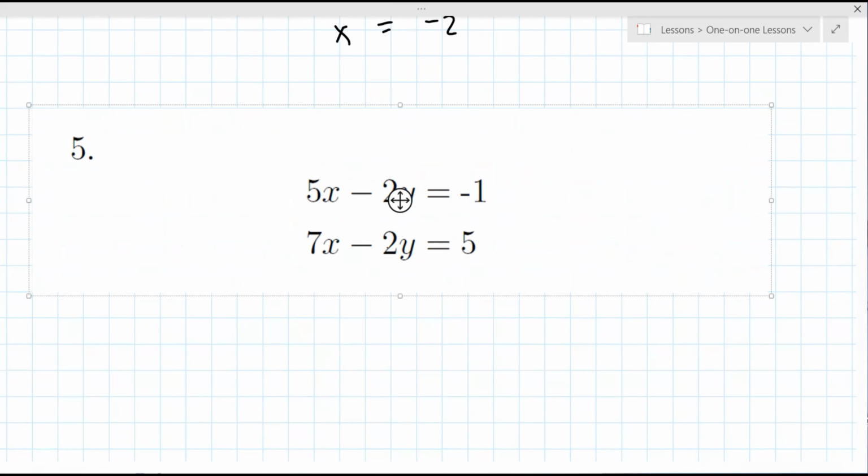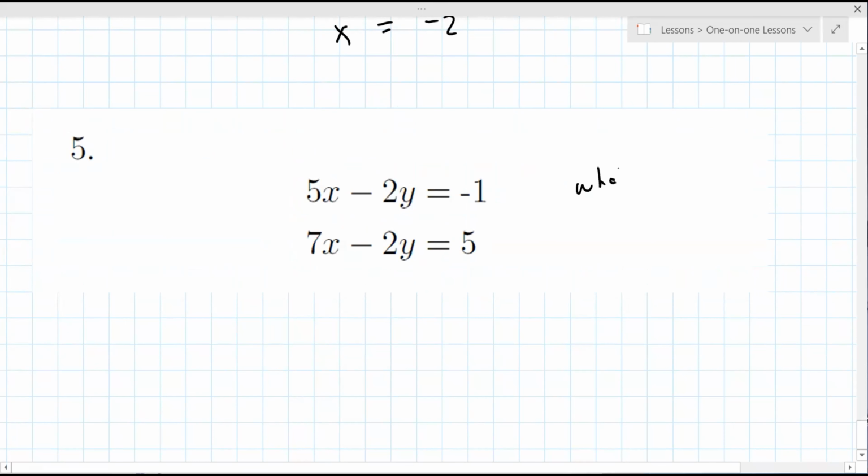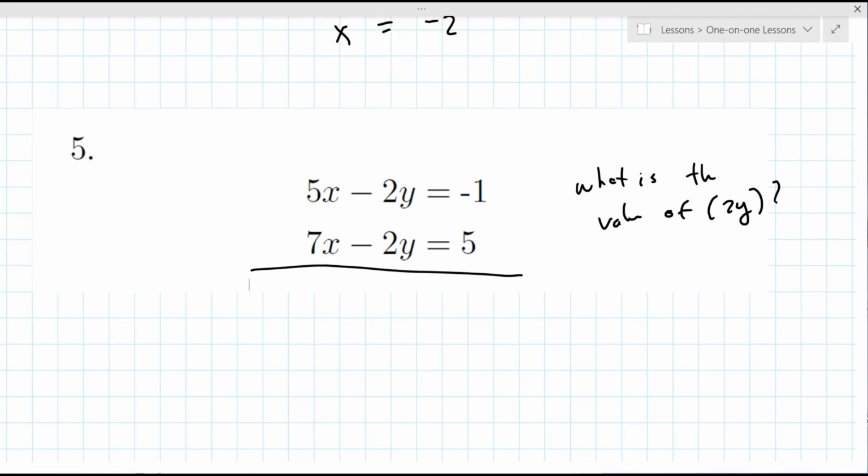So this would never say what is the value of x. It would ask for what is the value of 2y. Okay. So let me know what you get when you subtract these. I'm going to just check that first, please.